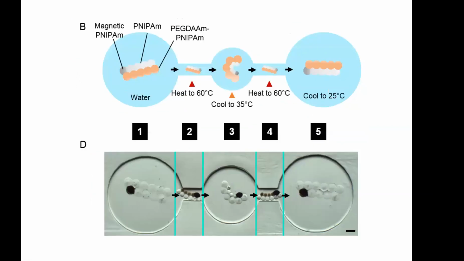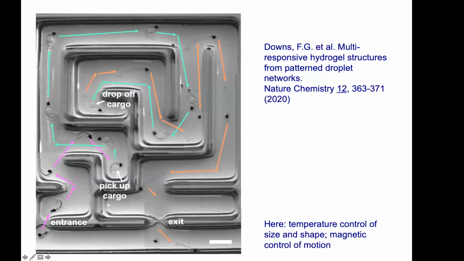So having made these things, we can get them to perform interesting tricks. So here's one here that, again, contains two different polyNIPAM formulations and also a magnetic droplet as well. And we can get this device to shrink, to go through a gap, to curl up, to shrink again and come out the other side. And then we can do more elaborate things.